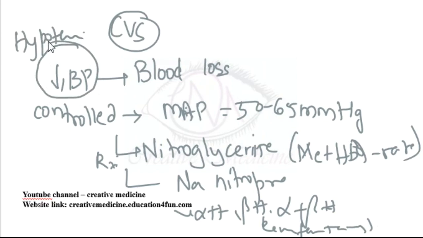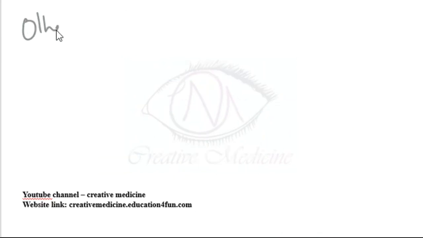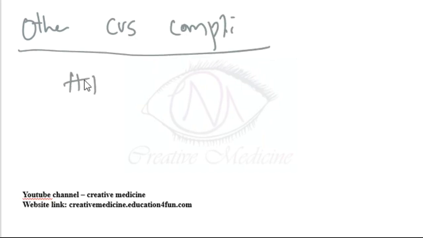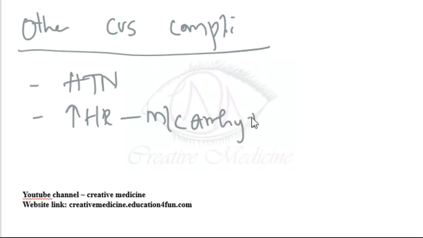Other cardiovascular system complications in anesthesia include hypertension. The patient can have hypertension or tachycardia. The most common tachycardia is arrhythmias. So hypertension and tachycardia can occur if there is inadequate depth of anesthesia or pain.